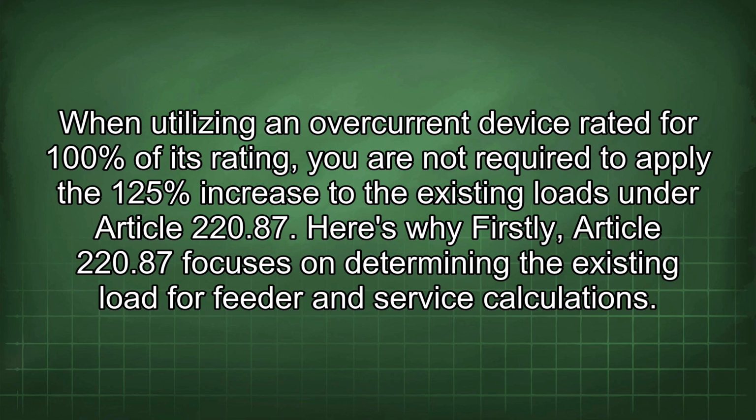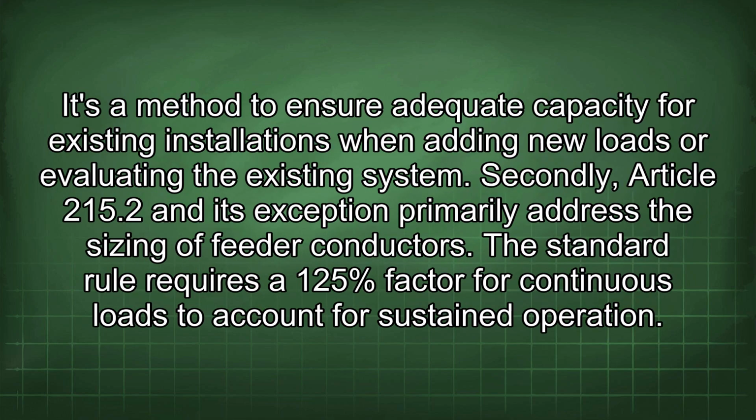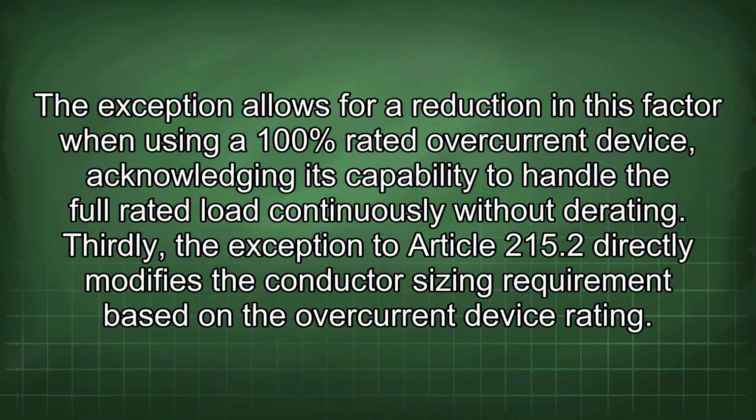Firstly, Article 220.87 focuses on determining the existing load for feeder and service calculations. It's a method to ensure adequate capacity for existing installations when adding new loads or evaluating the existing system. Secondly, Article 215.2 and its exception primarily address the sizing of feeder conductors. The standard rule requires a 125% factor for continuous loads to account for sustained operation. The exception allows for a reduction in this factor when using a 100% rated overcurrent device, acknowledging its capability to handle the full rated load continuously without derating.